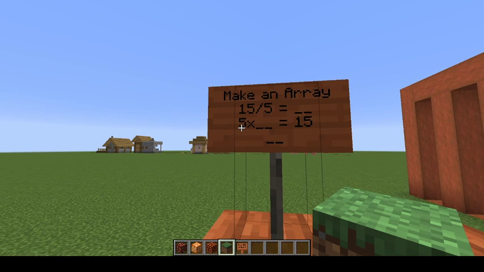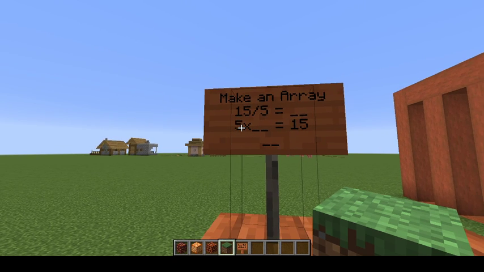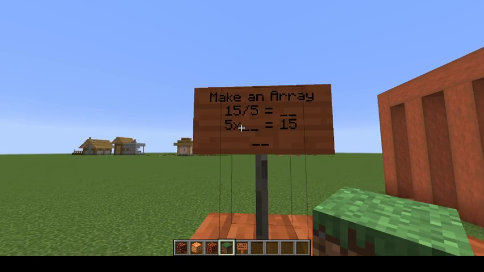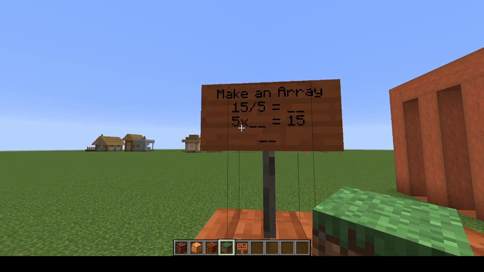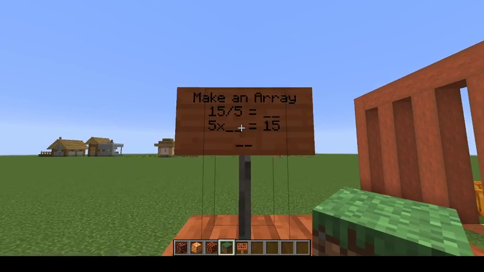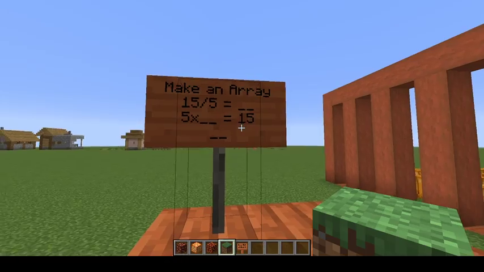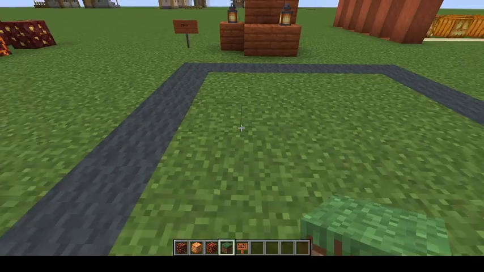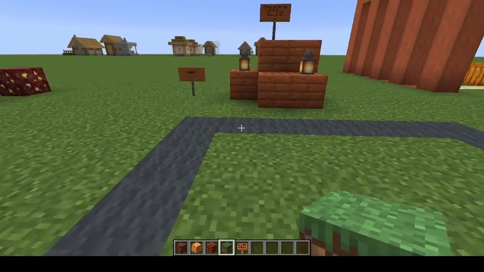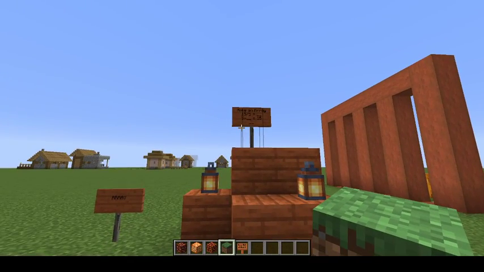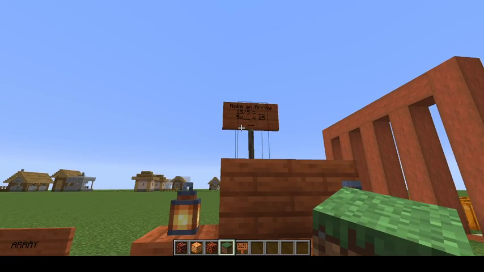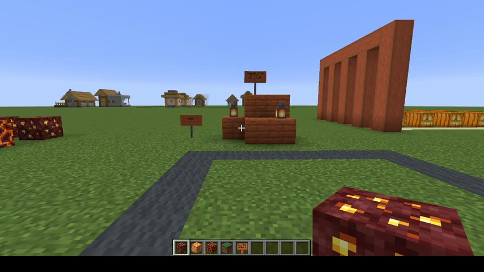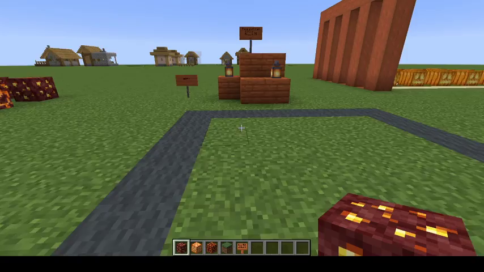We pulled our 5 down over here, and our big number is going to be after the equal sign, and we've got to figure out what 5 times whatever number this is equals 15. So let's get into our big rectangle here. All right, so 5 is the number we're going to be using. So 5, we're going to use, let's use the nether ore.